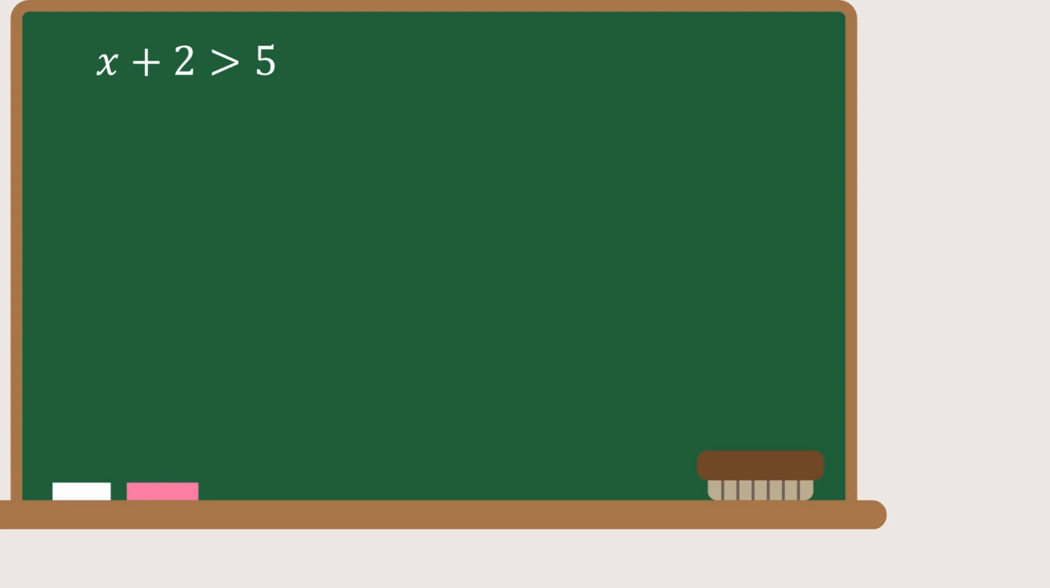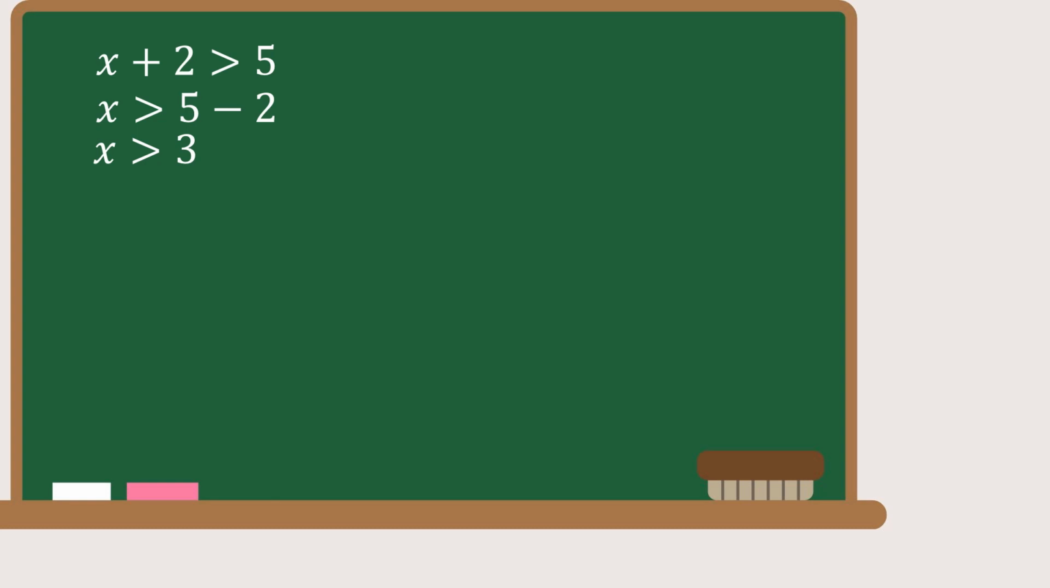Our first step is to write the inequality as an equation. Like in linear equations, we will transpose positive 2. So therefore, we have now x is greater than 5 minus 2. Simplifying, 5 minus 2 is 3. So x is greater than 3.